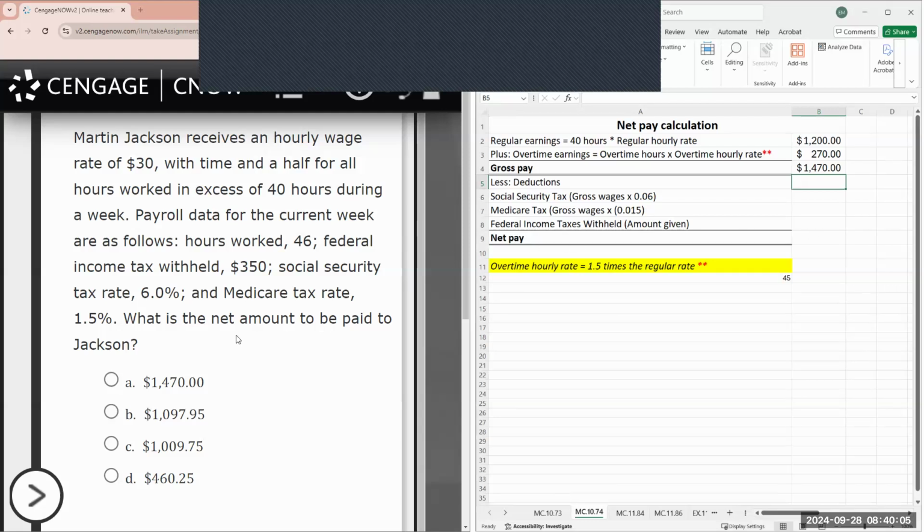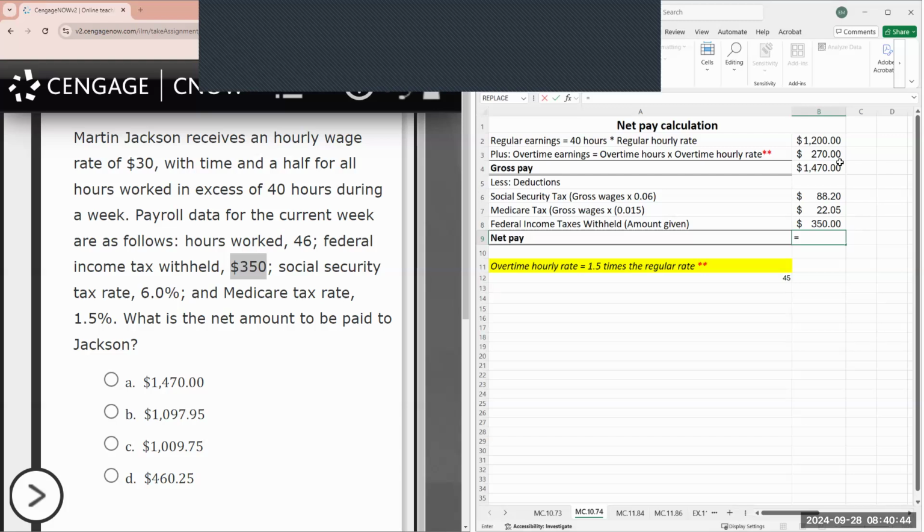Keep in mind, this problem is asking us for net pay. So in order to determine net pay, it is the gross pay less all of the deductions. So in this case, we have to factor in the Social Security tax, which is the gross wages multiplied by 6%. So 1,470 multiplied by 6%. There's Social Security tax of $88.20. Medicare tax, which is 1.5%. So we multiply the gross wages by 1.5%. And then our federal income taxes, this $350, that amount was already given.